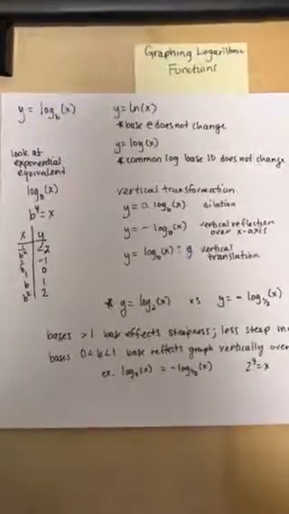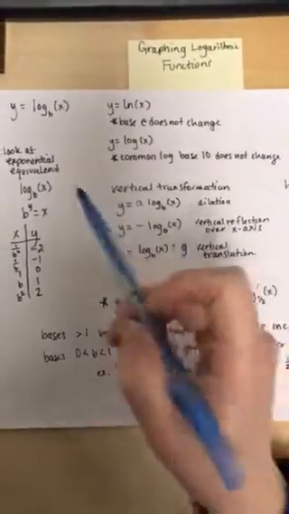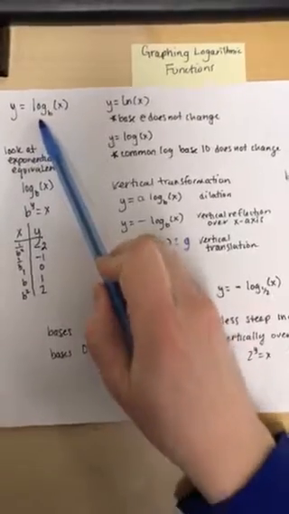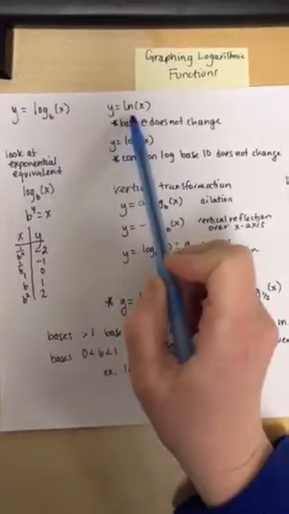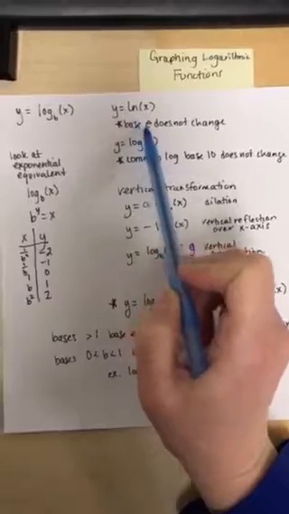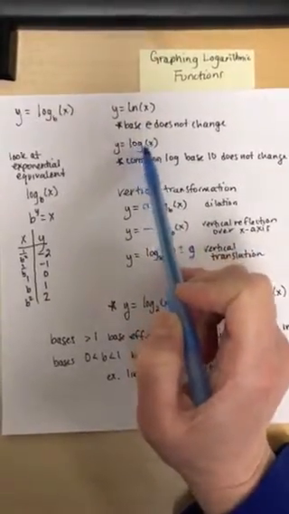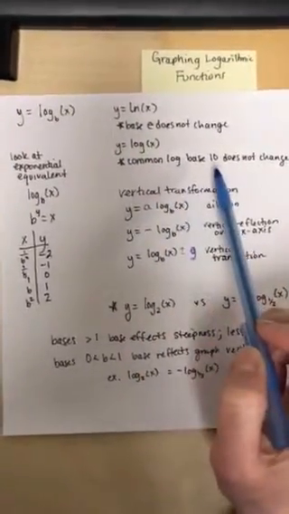Okay, so graphing logarithmic functions. First, you need to understand that the notation is log base b of x, but if you had ln, that's a natural log, and that just means that your base is e. And if you had a log with no base written, that's a common log, so your base is 10.